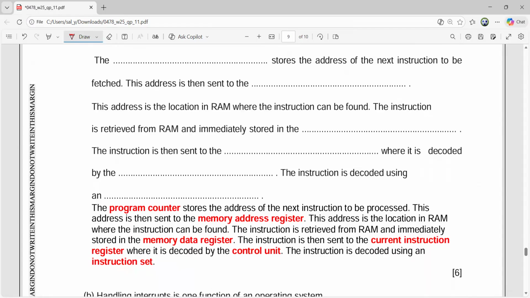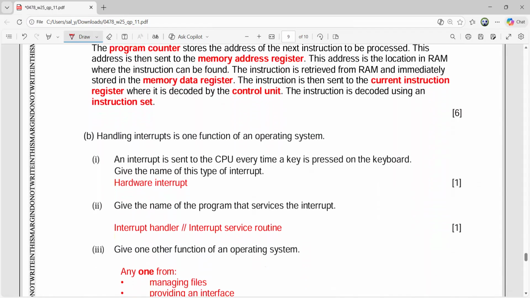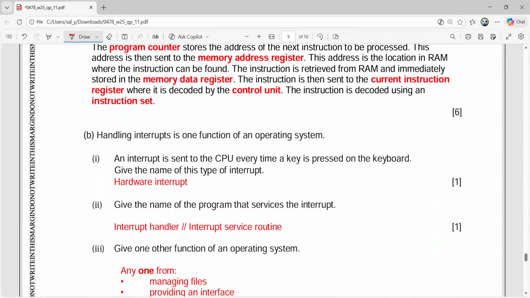In this manner, if you have spent time, and again remember, you will not start solving immediately. First of all, identify the right answers, then you can use pencil for just putting the numbers, and once you are okay with your answer, only then write them in the appropriate places, and 6 marks are going to be yours. Part B. Handling interrupts is one function of an operating system.